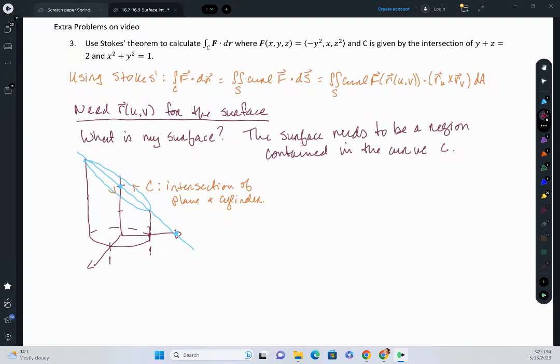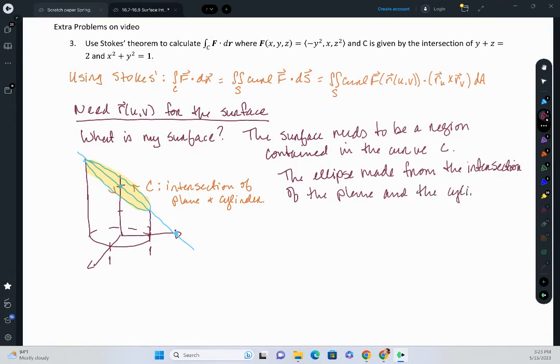That's good enough. We have to always remember, when we're trying to determine the surface that's contained in the curve C, that it doesn't actually matter what the surface is so long as it is contained in the curve C. And so I'm going to choose the region that's literally inside of my curve C. So the ellipse made from the intersection of the plane and the cylinder will work for the surface.